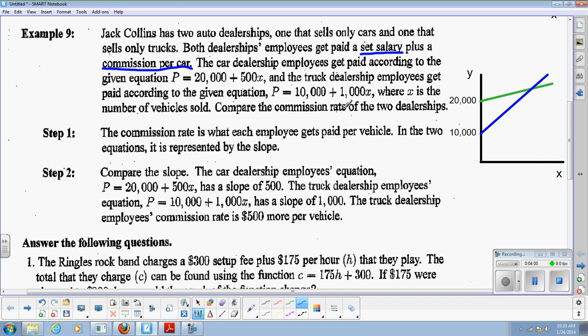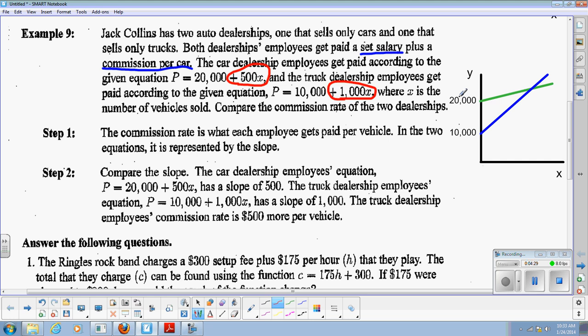We're to compare the commission rate of the two dealerships. Step 1. The commission rate is what each employee gets paid per vehicle. In the two equations, it's represented by the slope, which is exactly what I was talking about here. So you have for the car dealership, they're paid $500 a car. For the truck dealership, they're paid $1,000 a car. Notice that's next to x, that's your slope number. We're asked to compare these slopes.